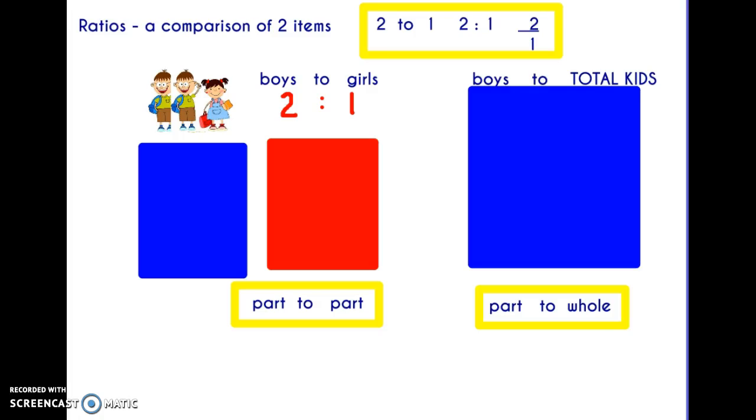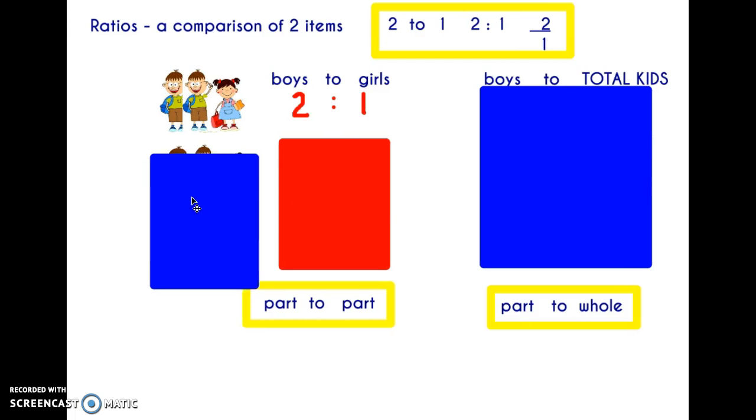Here is a review of Comparing Bits Investigation 1. We learned about ratios, which are just comparing two different items. There's three ways we learn to write ratios: 2 to 1, 2 to 1, or 2 to 1. So if we have two boys and one girl, we can write it as 2 to 1, boys to girls.